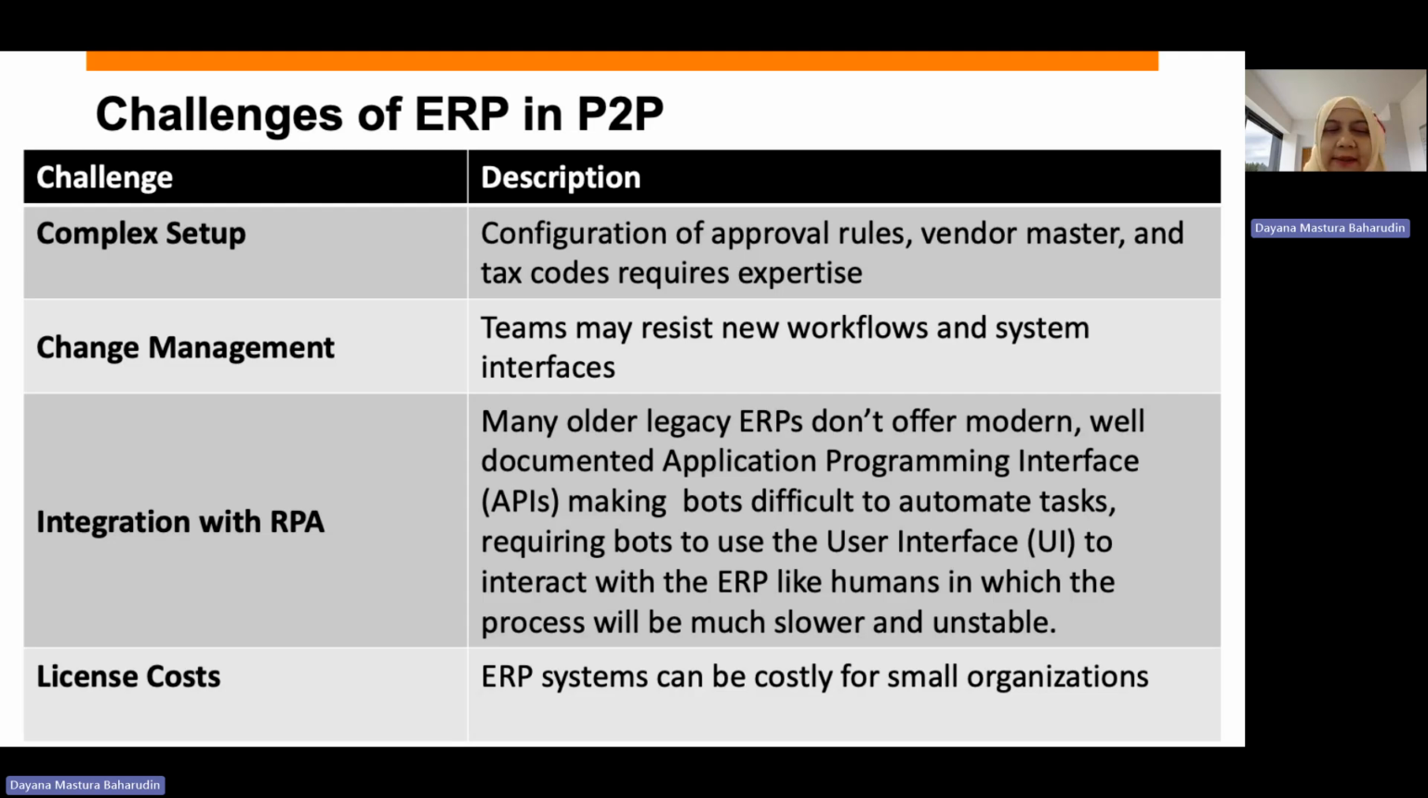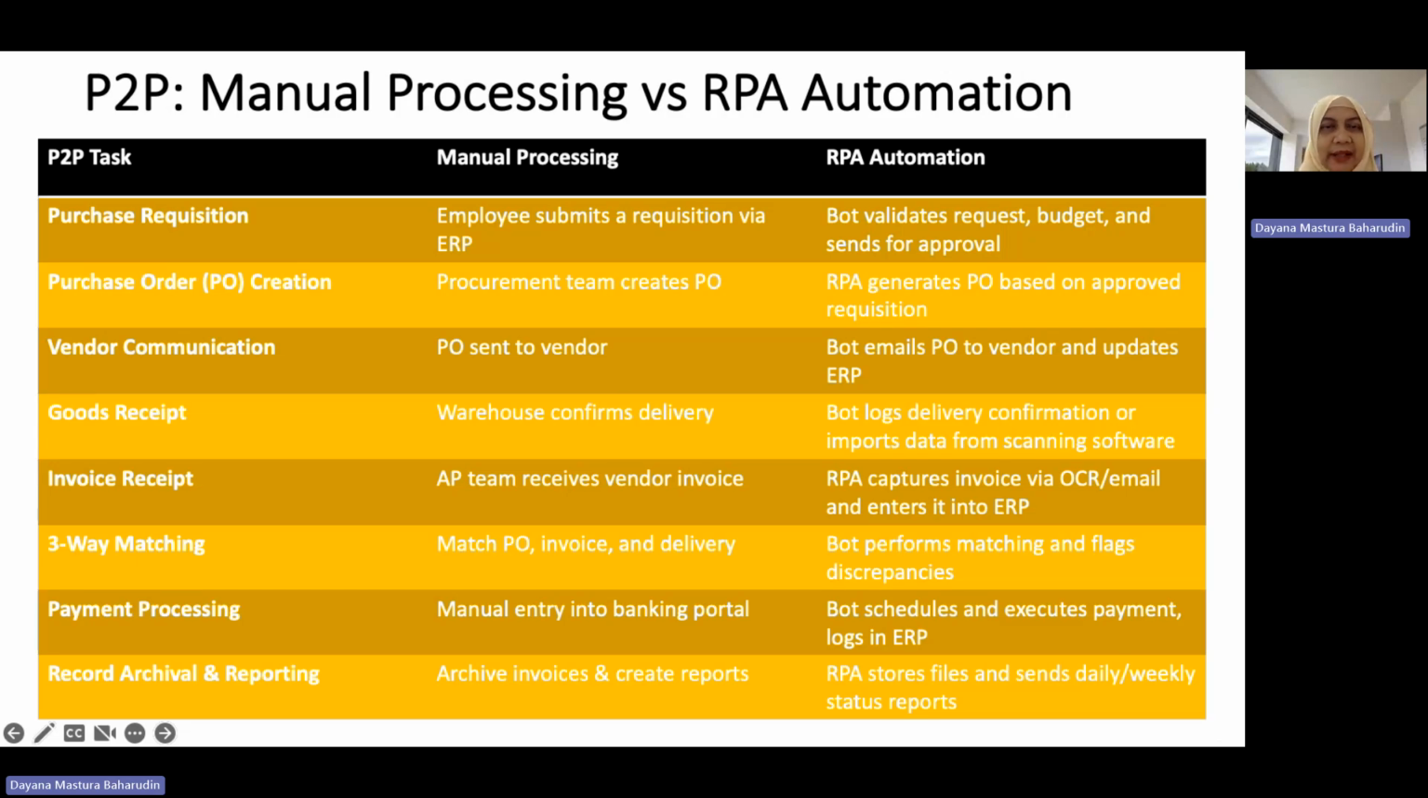Okay, licensing costs. ERP systems can be costly for small organizations. So we would like to suggest that small organizations come up with maybe a mini ERP. I think most ERP systems nowadays have a lesser system to integrate with smaller organizations, depending on the functions. Some small companies don't have the large functions to operate like the big companies, so it's not suitable for them to install SAP S4HANA, for example.